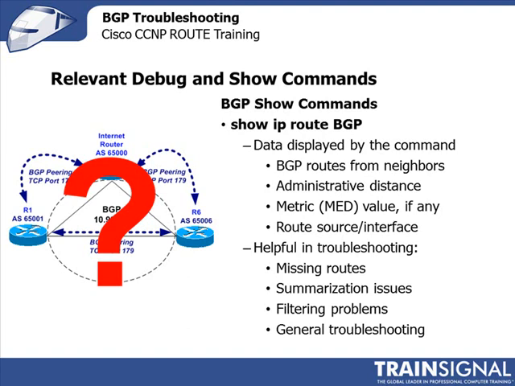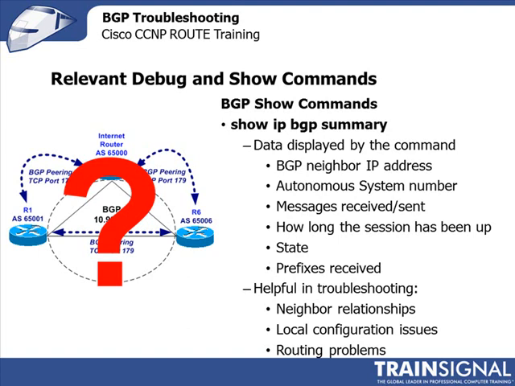Show IP route BGP is going to show the BGP routes advertised by the neighbors, the administrative distance. If there is a metric, multi-exit discriminator value, it's going to show it, and then the route source of the interface. And again, this is helpful for missing routes, summarization, filtering, and other troubleshooting issues as well.